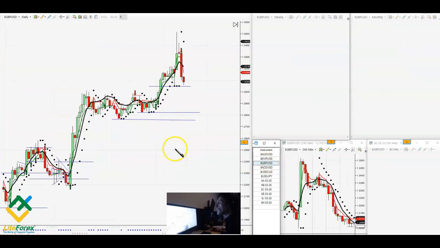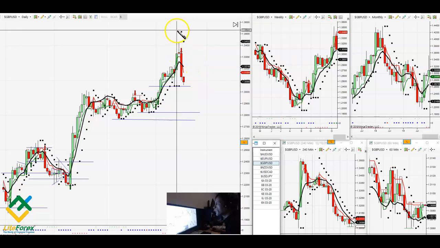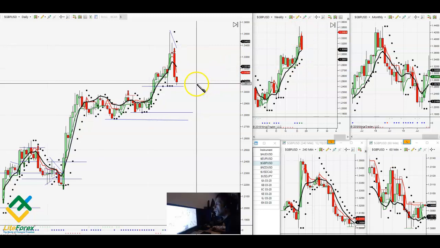Okay, on to the British Pound USD. This was getting really overextended, putting in lower highs. I was pretty confident this was going to pull back. Plus it was overextended, and it just went on this massive run, and it was really due for this pullback.